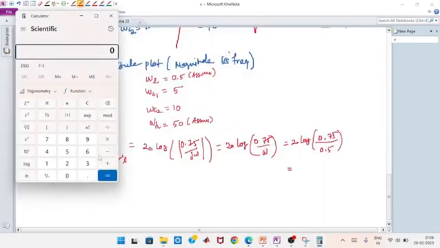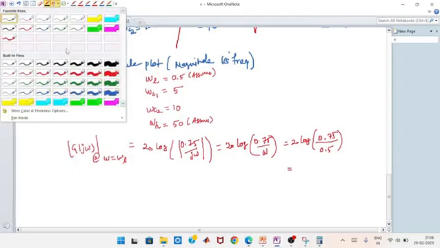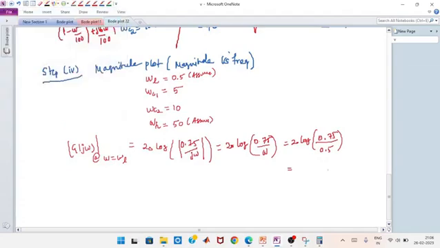So what is 0.75 divided by 0.5? 0.75 divided by 0.5 is 1.5. So log 1.5 is 0.176, multiplied by 20. So the answer is 3.52, right? Now we have to replace the answer with 3.5 dB. I hope you are able to understand, right?